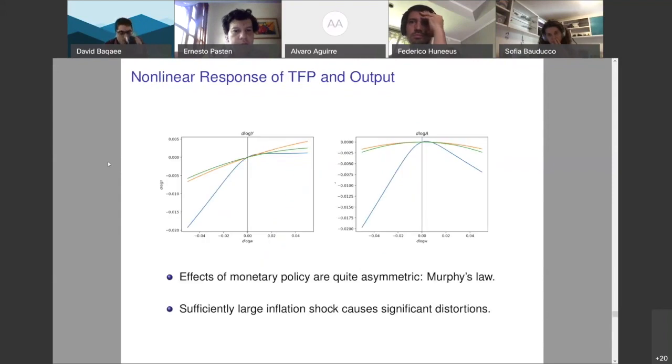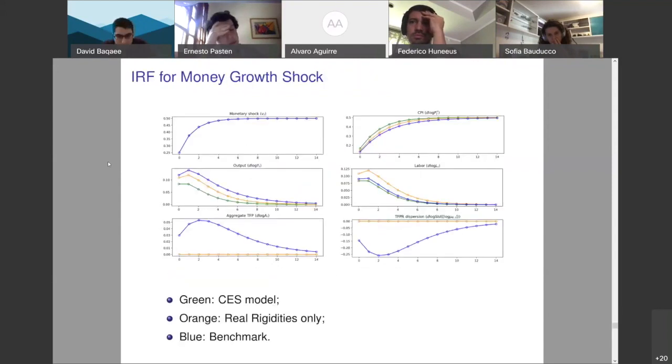Okay, great. So here is the dynamic model, just the log-linearized dynamic model. Here we're doing impulse responses for a money growth shock.